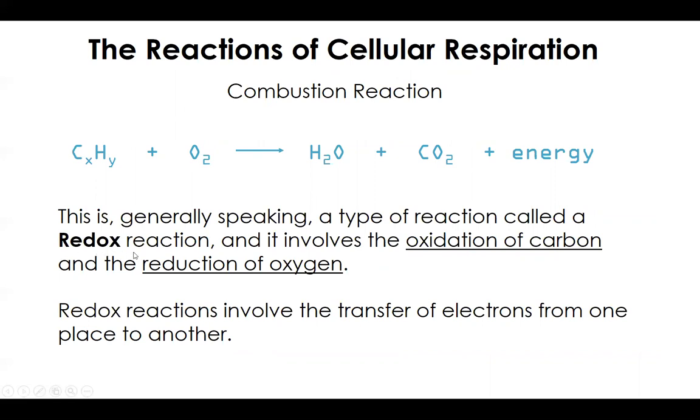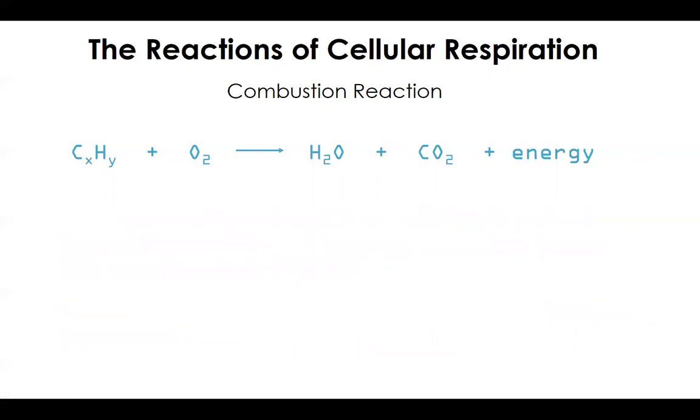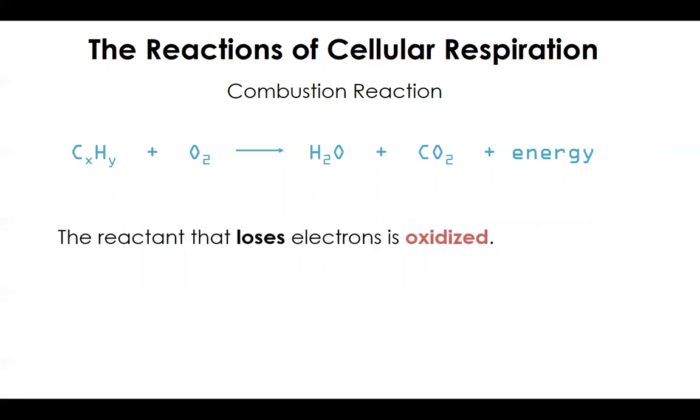Hopefully you remember a little bit about these from general chemistry, but we're going to review it just in case. With a redox reaction, we should be thinking about something losing electrons, or being oxidized, and something gaining those electrons, or being reduced. So redox reactions involve the transfer of electrons from one place to another. In this case, our reactant loses electrons and is oxidized. That will be carbon, ultimately, from this combustion reaction. The one that gains electrons, which we'll see will be oxygen, is reduced.